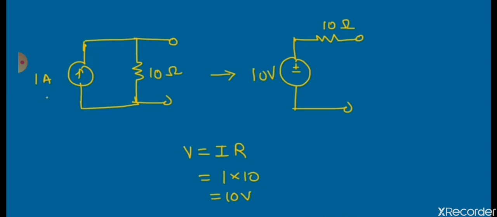By using Ohm's law we can calculate the voltage, that is V equals I into R. So I is 1 ampere, R is 10 ohm. So we get a voltage of 10 volt. So the voltage source is a 10 volt source and the 10 ohm resistance is connected in series with the voltage source. So in this way we can convert a practical voltage source into a practical current source, or a practical current source into a practical voltage source. Thank you.